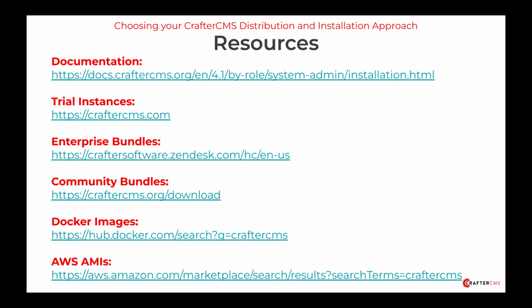If you're an enterprise customer, you have access to our support portal, and you can log in and get the enterprise bundles there. The community bundles are available at craftercms.org/download. Our Docker images are on Docker Hub, and you can find our AWS AMIs or AMIs in the AWS Marketplace.